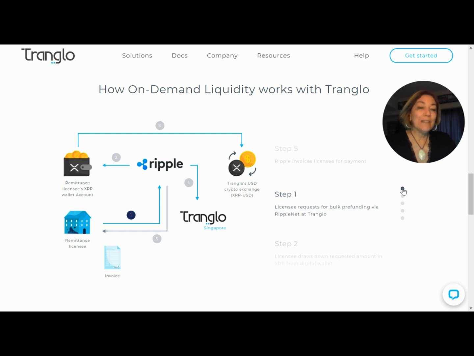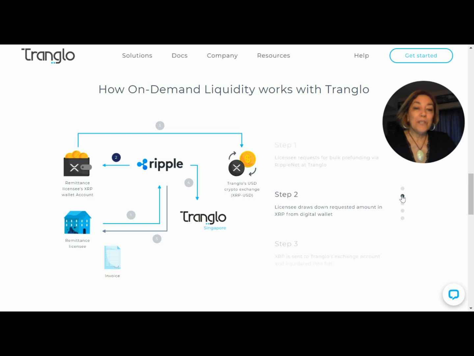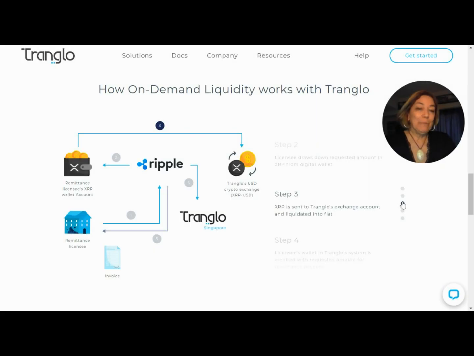First, starting with the licensee requesting the bulk pre-funding via the XRP wallet. Step 2, the ODL user draws down the requested amount of XRP from that wallet. In Step 3, XRP is sent to Tranglo's exchange account and liquidated to fiat.